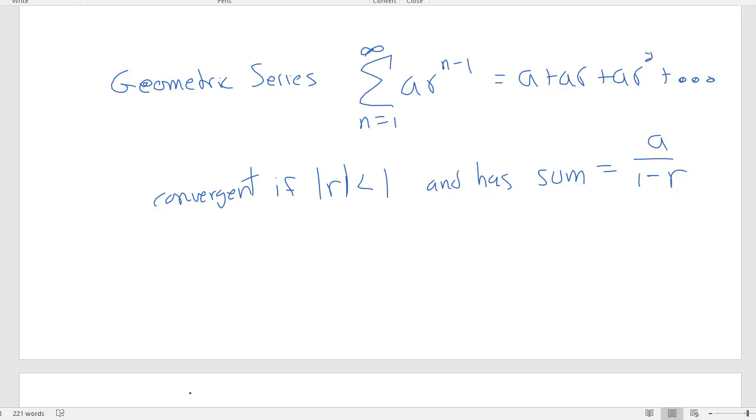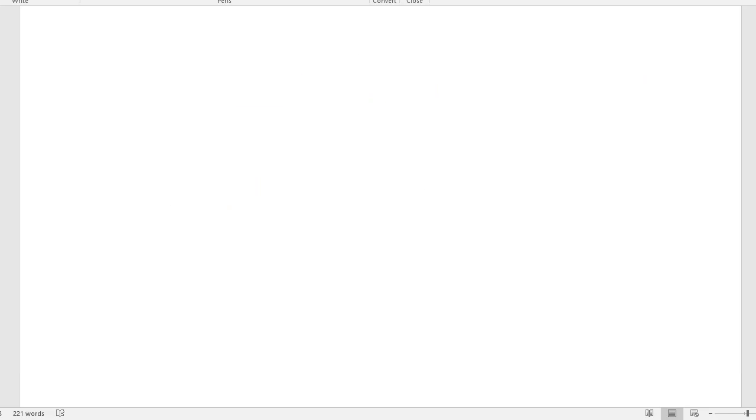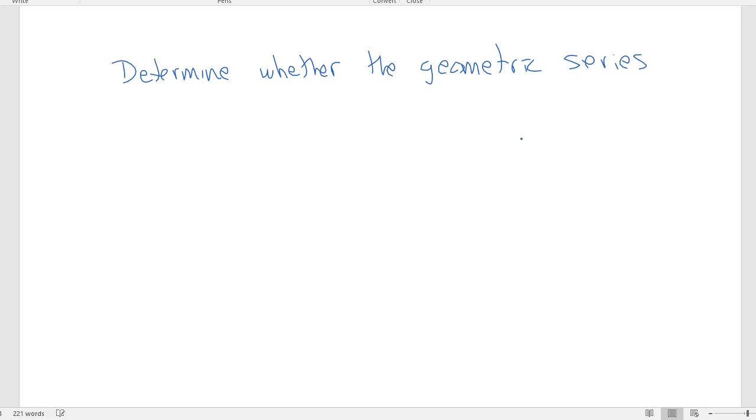So this last piece, this geometric series, let's do an example or two where we kind of see this in action. We're applying this knowledge that we just wrote. All right, let's suppose we have a couple homework problems, and it says something like this: determine whether the geometric series converges or diverges, sorry for my sloppy handwriting here, and if it converges, find its sum.